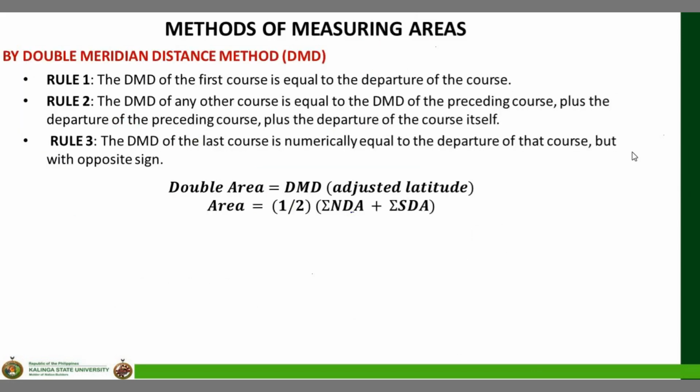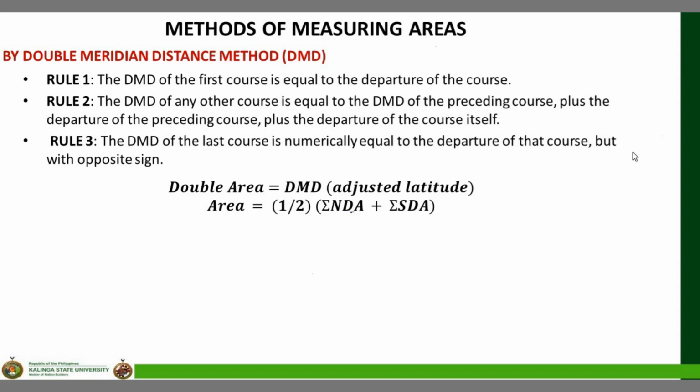Another method we are using is the double meridian distance method or yung tinatawag nating DMD. Now, in the DMD, there are 3 rules you have to follow. Rule 1, the DMD of the first course is equal to the departure of the course. Rule 2, the DMD of any other course is equal to the DMD of the preceding course plus departure of the preceding course plus departure of the course itself. Rule 3, the DMD of the last course is numerically equal to the departure of that course but with opposite sign. And the double area is equal to DMD times adjusted latitude.